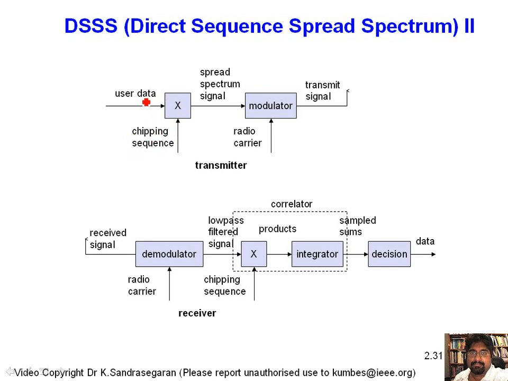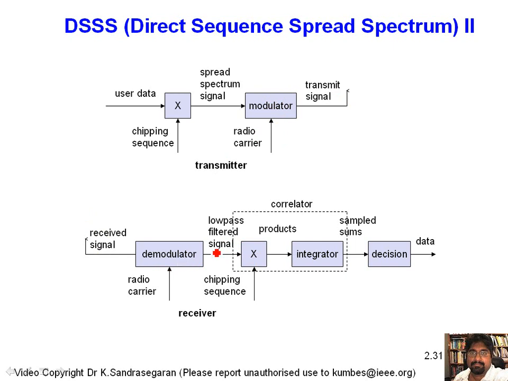And as a result of multiplying the user data with the chipping sequence, you get the spread spectrum signal. And this spread spectrum is then modulated. You can use different modulation schemes, QPSK, 8PSK, QAM, all of these different modulation schemes that we talked about earlier. And then it's transmitted, and at the receiver, the transmitted signal arrives. You have to demodulate it with the same modulation technique that you used there, and then you again multiply.